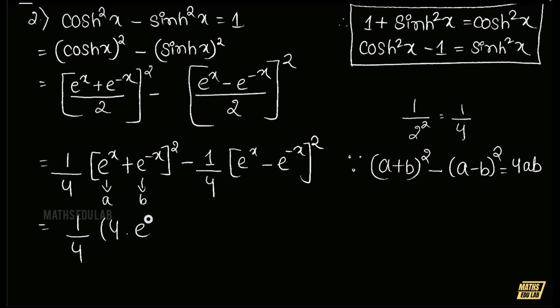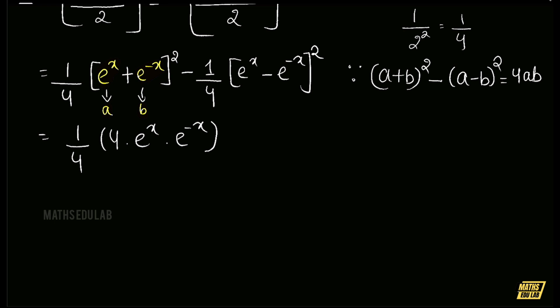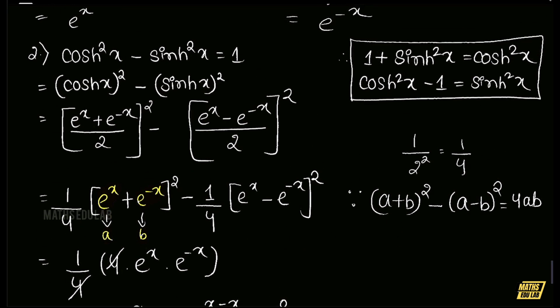So e to the power of x into e to the power of minus x. Observe this one: this is a value and this is b value, which is e to the power of x and e to the power of minus x values. Then on solving this, cancelling out the 4, we get e to the power of x into e to the power of minus x, which is equal to e to the power of x minus x. So here we get the value as e to the power of 0, which is nothing but 1. So this is one more identity we learned from the hyperbolic functions and also derived the formula.